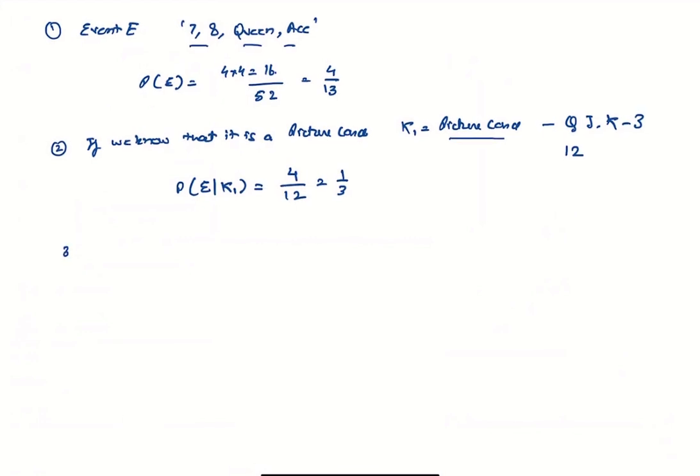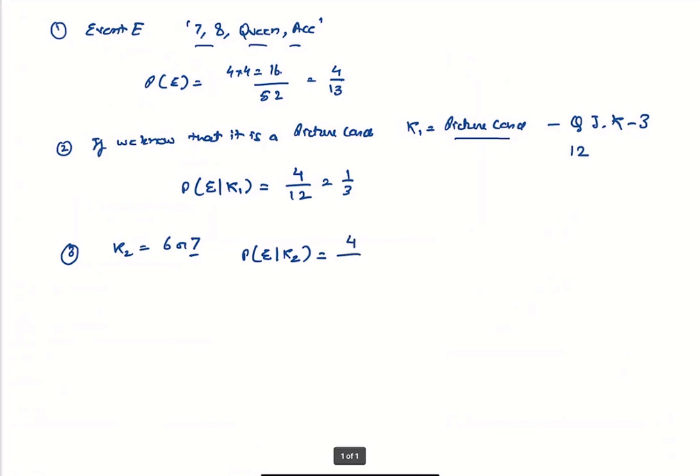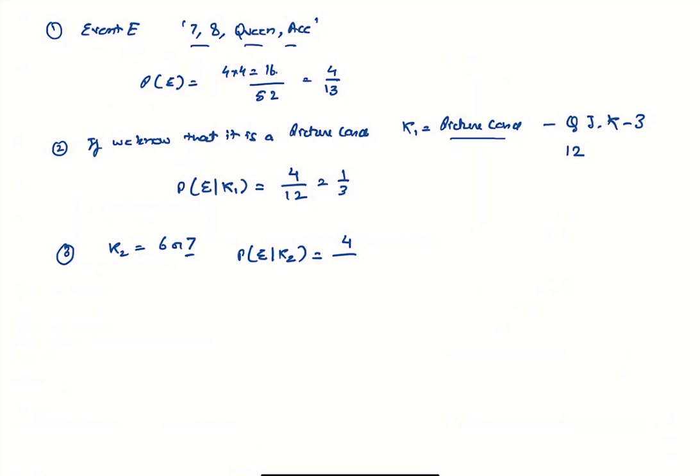Now option number 3 is, what if we know that it is 6 or 7? Now if it is 6 or 7, then the probability of the favorable event, knowing K2, is how many times we can have 6 and 7. There is only one 7, so it is 1 times 4, that would be 4. And since we know it's only going to be 6 or 7, the total sample space is going to be 4 times 2, that is 8, so 4 out of 8, or 1 out of 2.